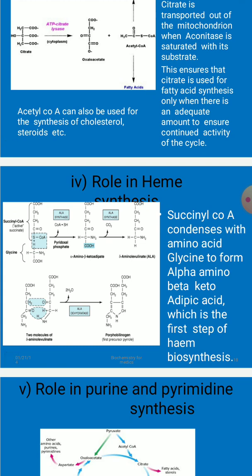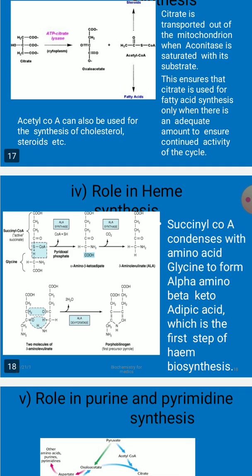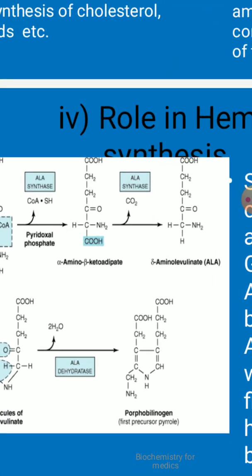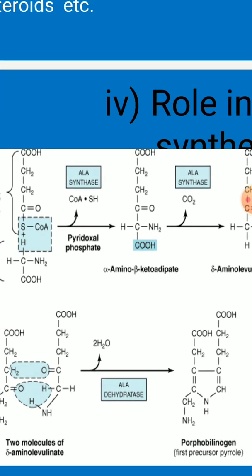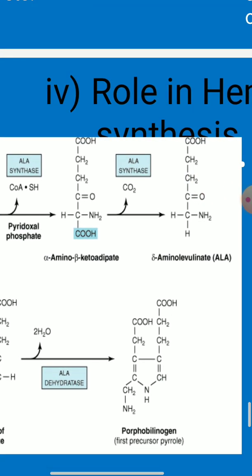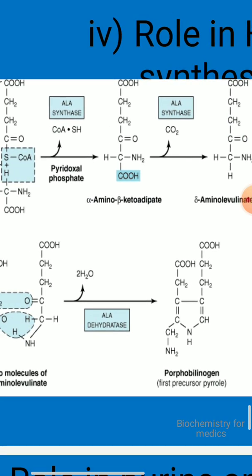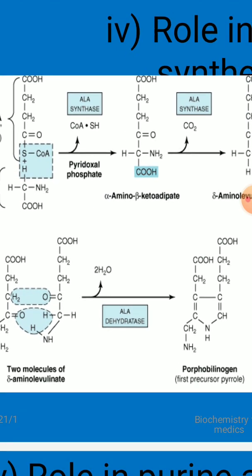Coming to the role of TCA cycle intermediates in heme synthesis: succinyl CoA plays a very important role. Succinyl CoA condenses with the amino acid glycine to form alpha amino beta keto adipate, catalyzed by the enzyme ALA synthase. Then delta aminolevulinate is formed. This is the synthesis of porphobilinogen, or the synthesis of heme.